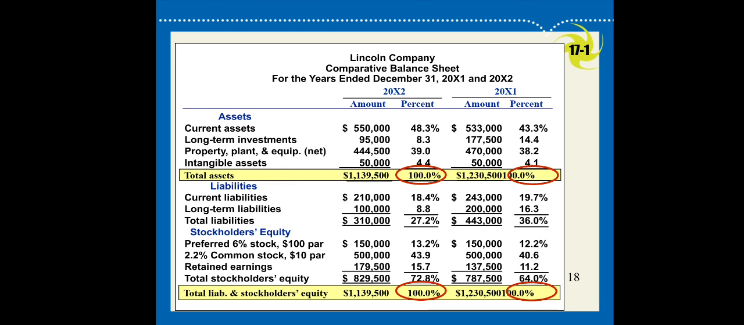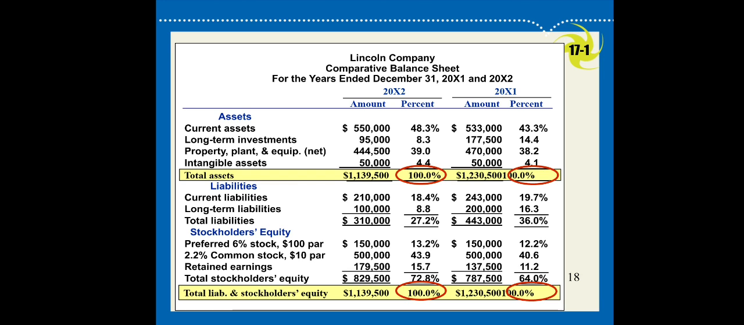Focus, when you do financial statement analysis on a balance sheet, you focus on the total liabilities and total asset. You can see here, in year 2000x2, the total liabilities is 27.2%. So it shows that the business is in a good financial condition, because the amount of liabilities is very small compared to the total asset.